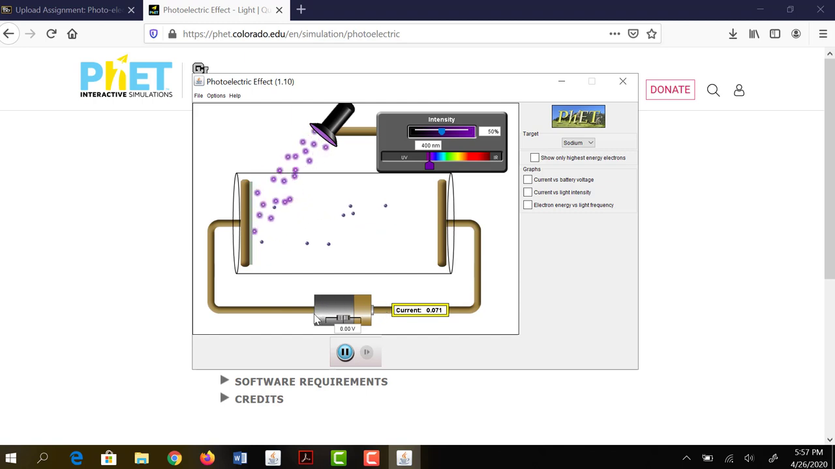So right now this is basically a short. There's no voltage on the battery. And we have a current of 0.071 amps. So stopping potential means, how do I stop this from happening? The way that the battery's set up right now, I'm not going to be able to.